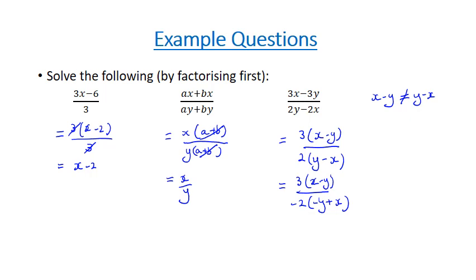What you'll notice is that positive x take y is actually the same as negative y plus x. It's exactly the same. So I can rewrite this as 3 outside of x take y all over negative 2 outside of x take y. You can see I can cancel them off, and that leaves me with an answer of 3 over minus 2.